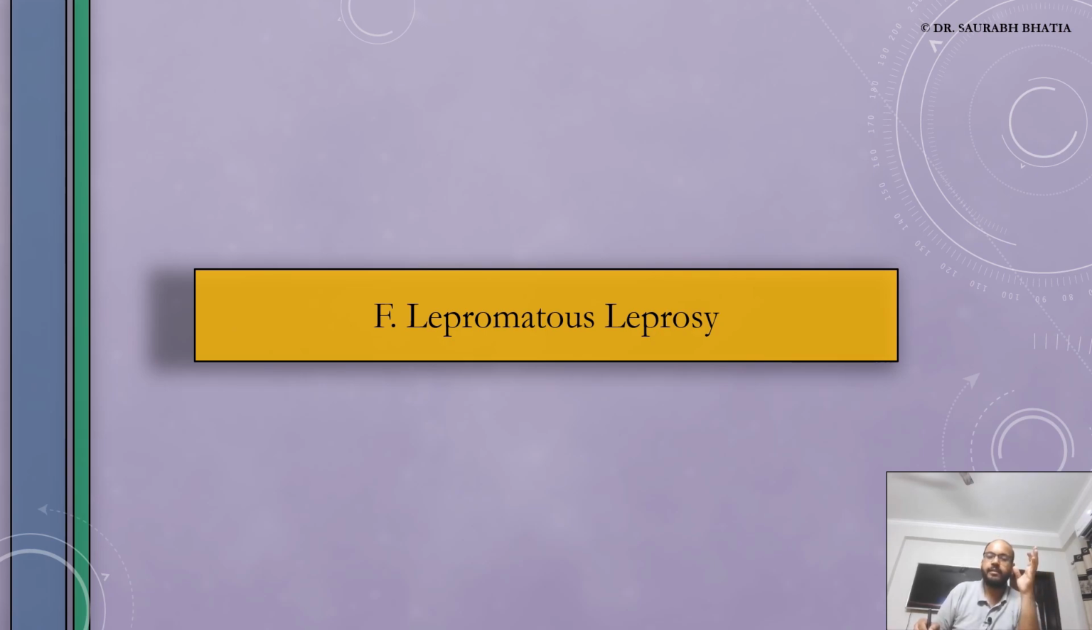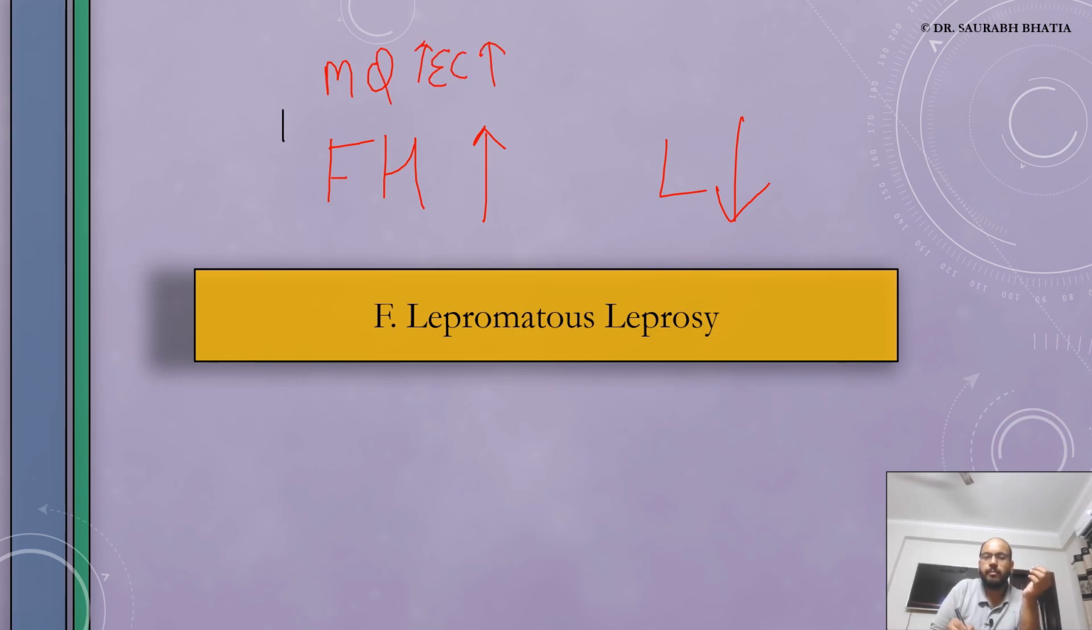Now coming to lepromatous leprosy, the other end of the spectrum. In lepromatous leprosy, you will see a lot of foamy histiocytes. The lymphocytes would decrease. Foamy histiocytes, a bit of macrophages, epithelioid cells are all there, but lymphocytes decrease. And you will see looser granulomas. So the granulomas would be a bit loose.